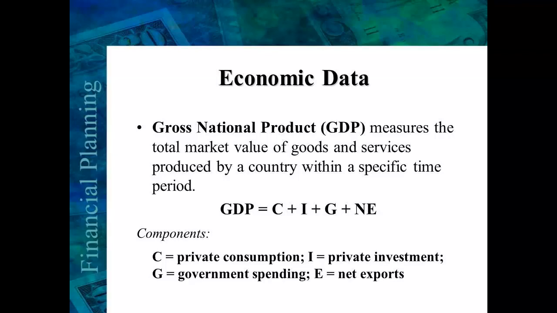The gross national product, GDP, measures the total market value of goods and services produced by a country within a specific time period. The four components that go into the GDP calculation are private consumption, private investment, government spending, and net exports.